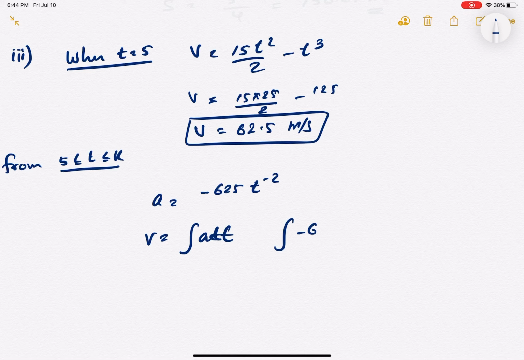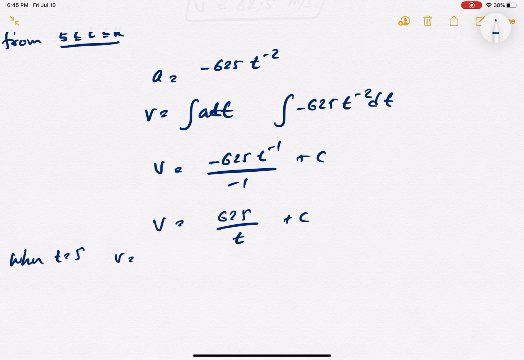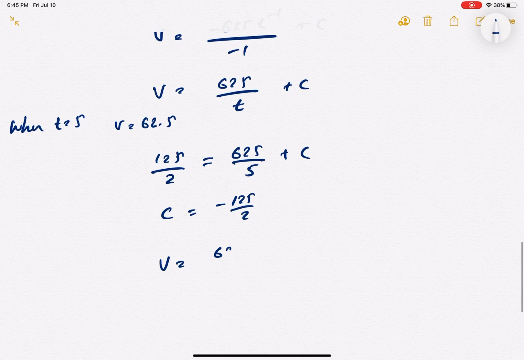Therefore, the new velocity function is going to be the integral of a dt. So, integral of minus 625 t to the power of minus 2 dt. When we integrate this, we will get minus 625 t to the power of minus 1 over minus 1 plus c. So v is going to be 625 over t plus c. We know when t equals 5, v is 62.5, which is 125 by 2. So 125 by 2 is equal to 625 by 5 plus c. So this simplifies c as minus 125 by 2. Therefore, the velocity function becomes 625 by t minus 125 by 2.